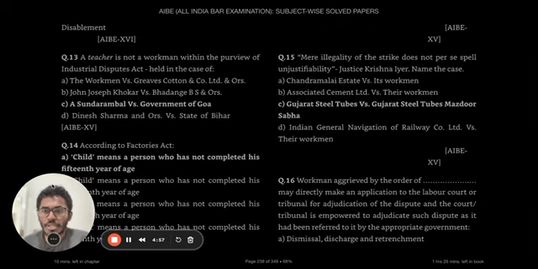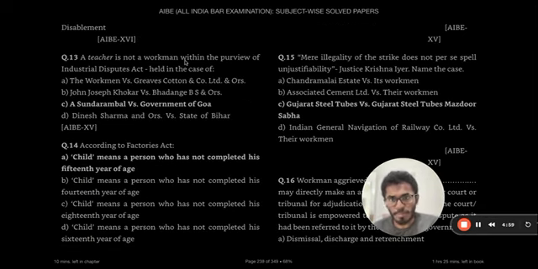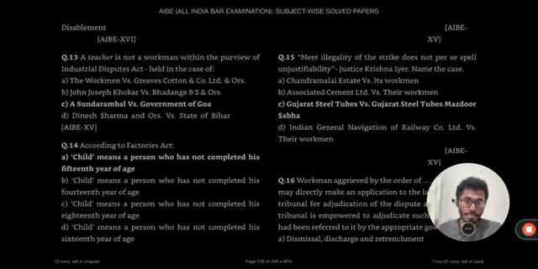Okay. Now, 13th question. A teacher is not a workman within the purview of the Industrial Disputes Act. Held in the case of which one? So a teacher is not a workman under the Industrial Disputes Act. Under which case did they say this? It was in the Sundaramambal versus Government of Goa case. Remember this. Very simple questions, high chances to repeat.